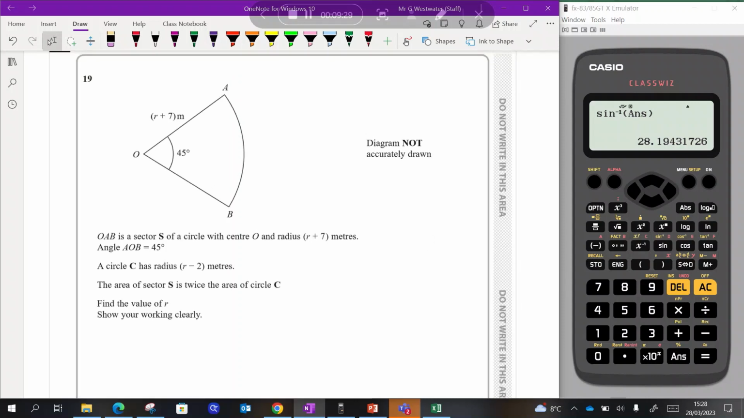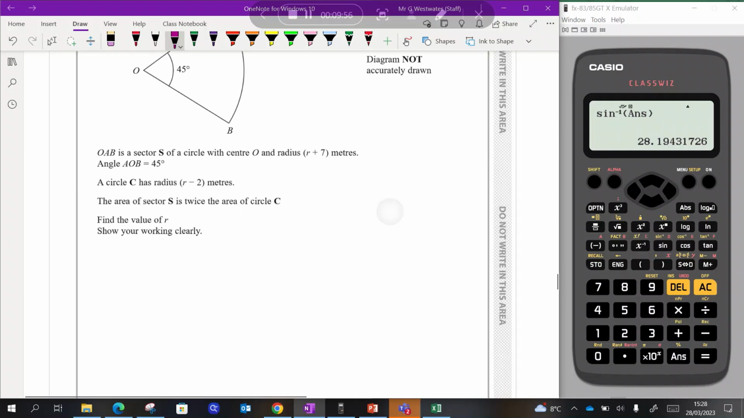Okay, so this one has a lot of heavy algebra in it as well. OAB, that's this sector, is a sector S of a circle with centre O and radius r plus 7 meters. And angle AOB is 45 degrees. A circle C, so a different circle, has a radius r minus 2 meters, and the area of the sector S is twice the area of the circle C. So let's think about this. Find the value of r. And again, show all of your workings.